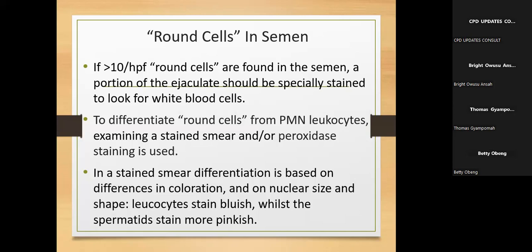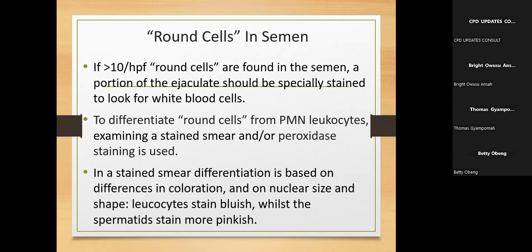If you don't have the resources to do both and you have what it takes to do just one of them, either of them will help you to identify whether the round cells that you're seeing are white cells, and for that matter, polymorphs, or nothing of significance. So in a stain smear, like we're saying, you can either stain or do the peroxidase. And most often, I'm sure that the staining will be the most easily available option.